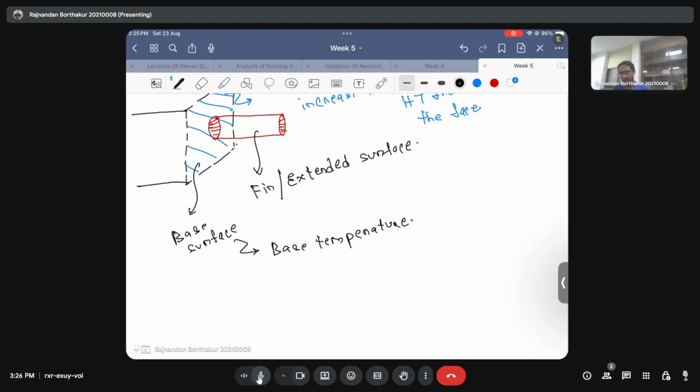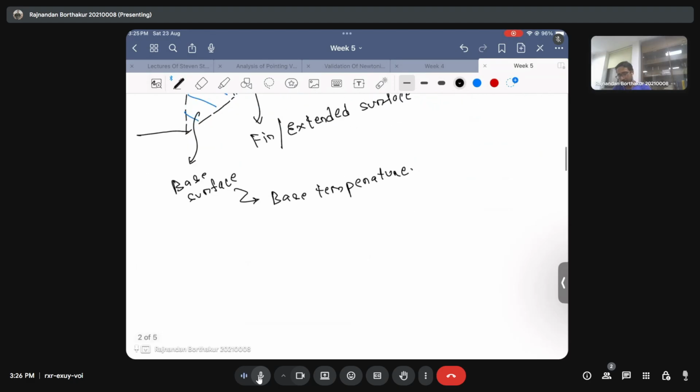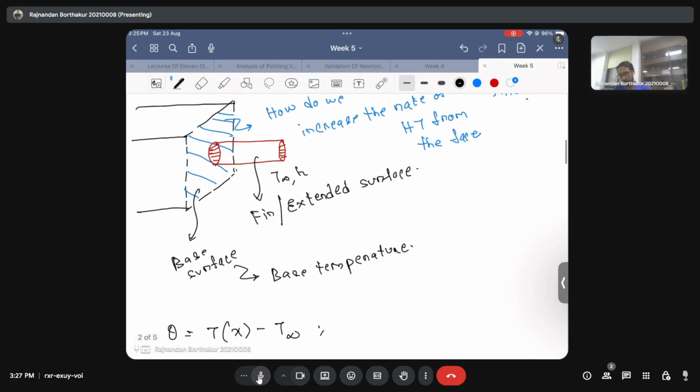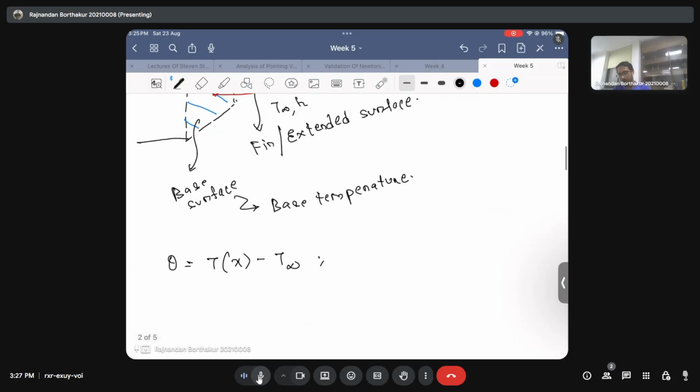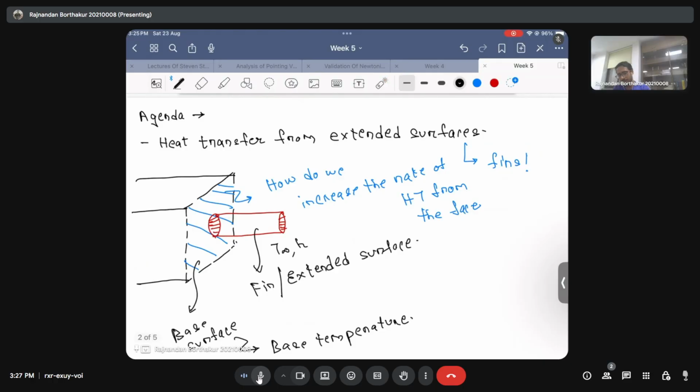So we are interested in the temperature distribution of the extended surface, and you know that this temperature is generally written as theta, which is equal to T(x) minus T infinity, where T infinity is the temperature of the ambient air surrounding the extended surface. It also has a heat transfer coefficient h. Then we say that the temperature profile in the extended surface is denoted by the variable theta, where x is the axial direction.